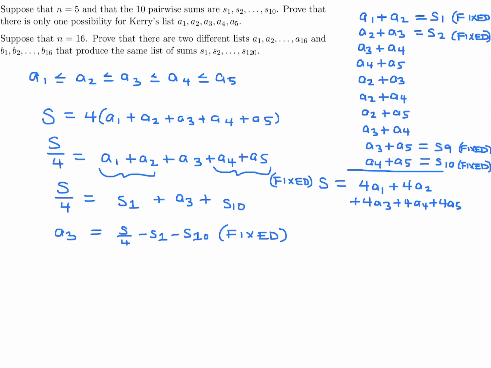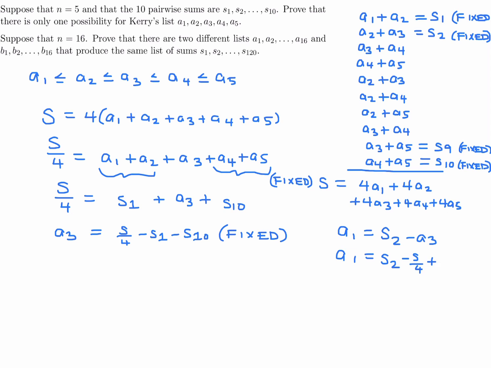And then you do the same sort of thing as you did before. You can use these equations to solve for the other ones. So A1 is, for example, S1 minus A3, or sorry, S2 minus A3. So A1 would be equal to S2 minus this whole thing.